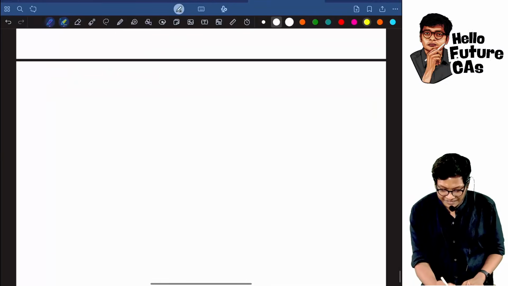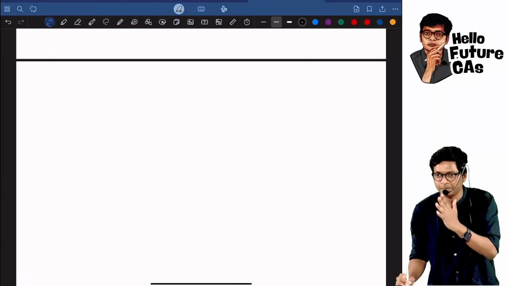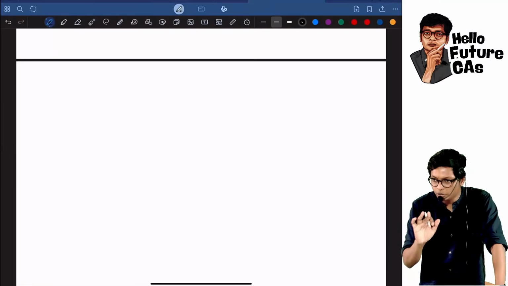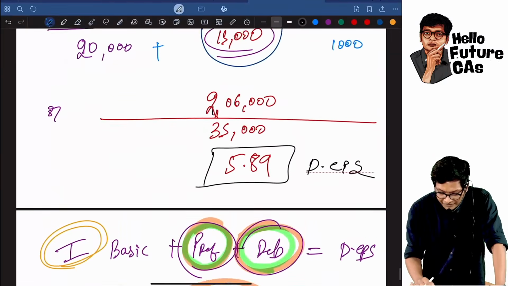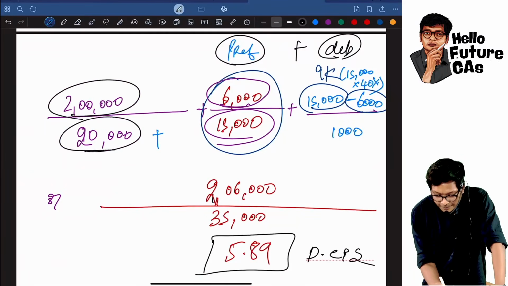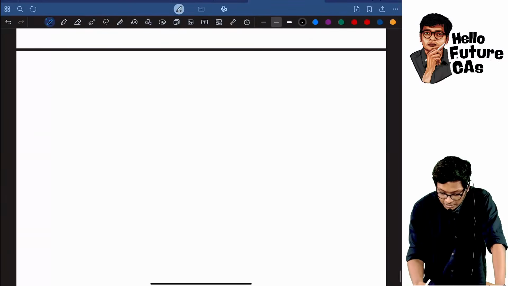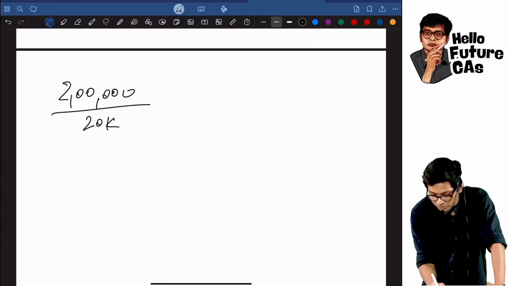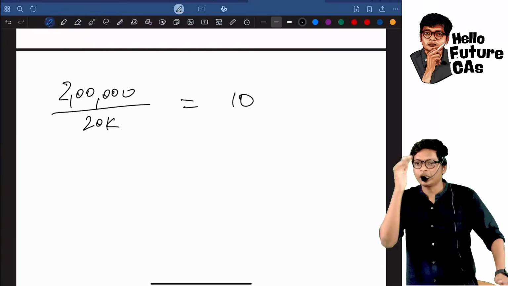Sir, what are you saying, sir? This is where the core concept in the sum comes, guys. You may be lucky if this doesn't come in exam. I'll tell you when you will be lucky. Look at this. What is the base value we have? 2 lakhs divided by 20,000. Correct? So 2 lakhs divided by 20,000. My EPS is 10. Are you all following, guys?